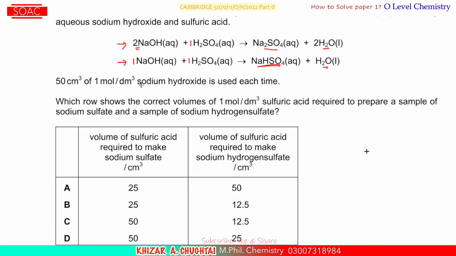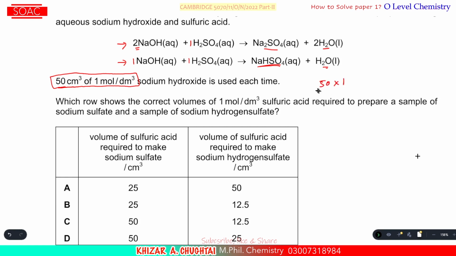50 cm3 of 1 mol per dm3 sodium hydroxide is used each time. So this data will give us the moles of sodium hydroxide. The number of moles is equal to 50 multiplied by 1 divided by 1000, that is equal to 0.05 mole. Which row shows the correct volume of 1 mol per dm3 sulfuric acid required to prepare the sample of sodium sulfate and the sample of sodium hydrogen sulfate?